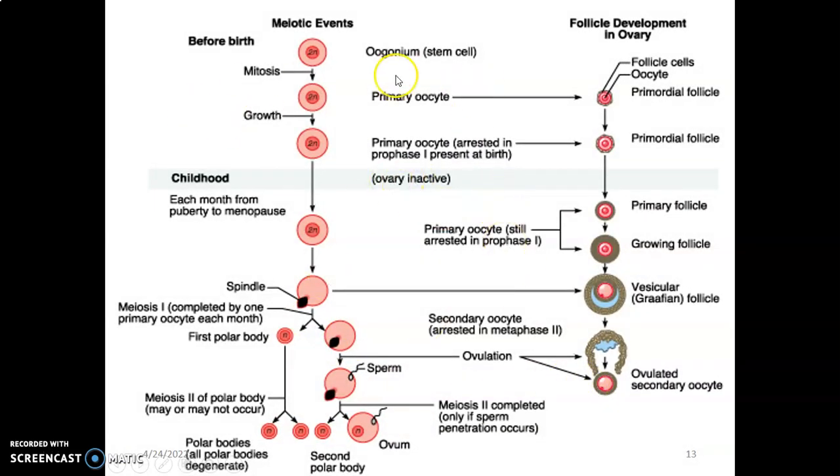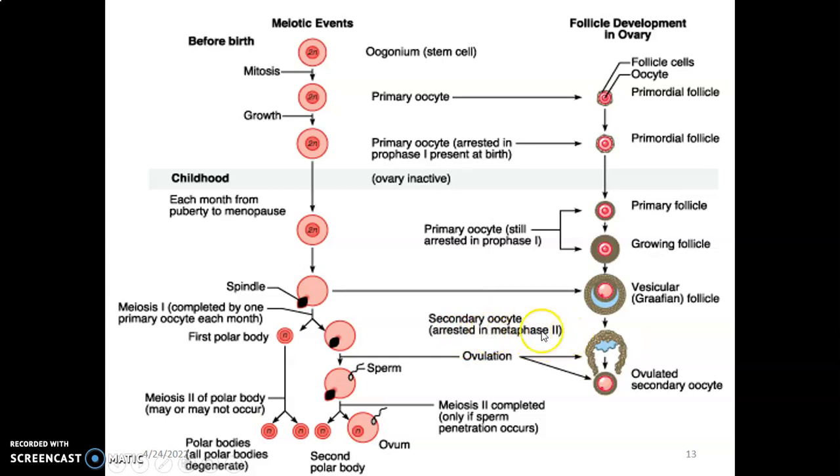So you need to remember the process of oogenesis, where you have an oogonium that undergoes mitosis to form a primary oocyte. This primary oocyte undergoes meiosis 1, but arrest will occur at prophase 1, okay? And this arrest continues throughout childhood up to puberty, when ovulation begins. So ovulation induces the completion of meiosis 1, and a secondary oocyte will be formed. This will begin meiosis 2, which will be arrested in metaphase.